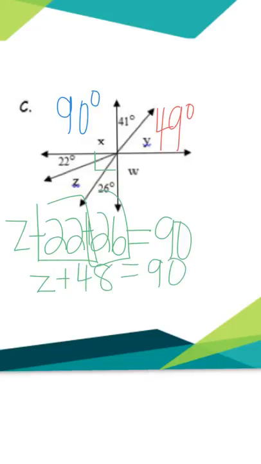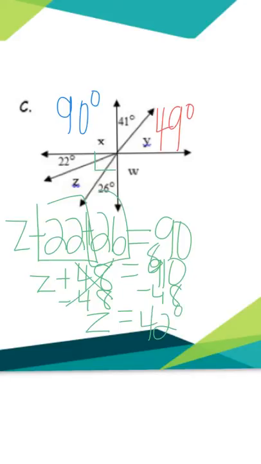Now we can get rid of the 48 by subtracting 48 from both sides. That leaves us with z. We have a positive and a negative, so we subtract. 90 minus 48 is 42 degrees. So z is 42 degrees.